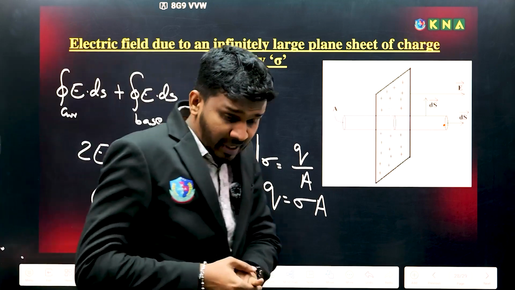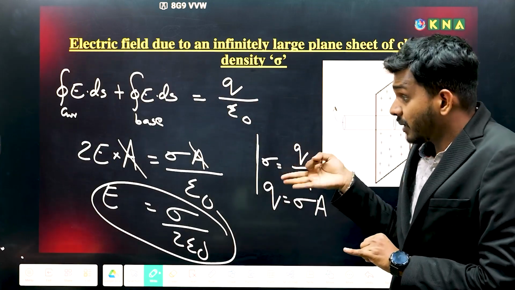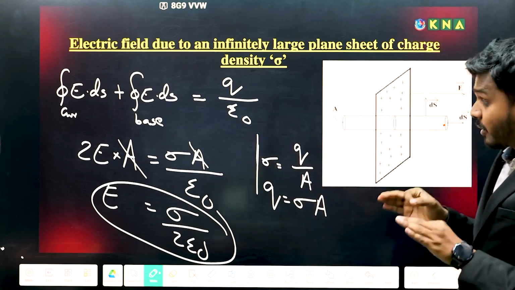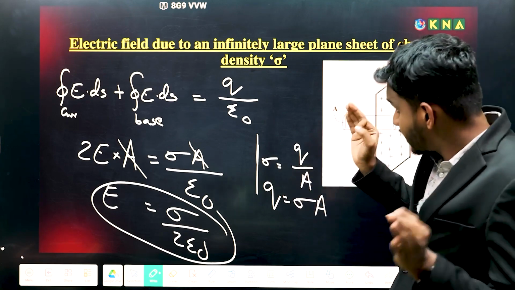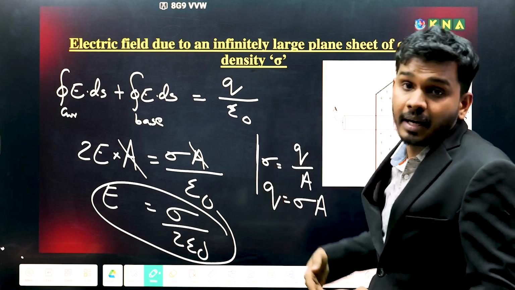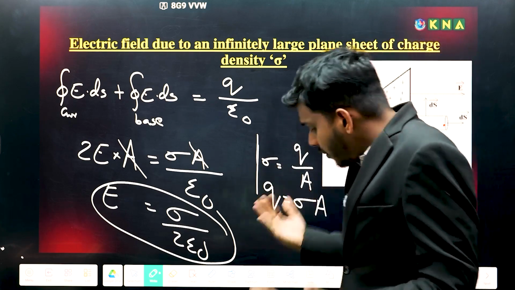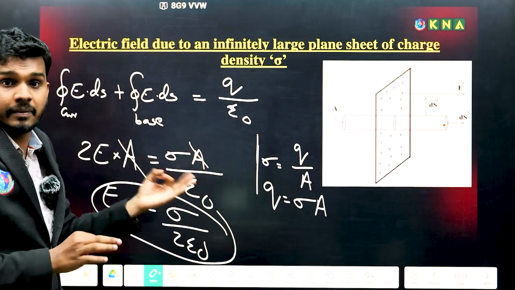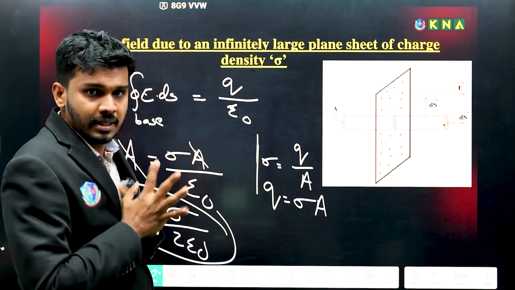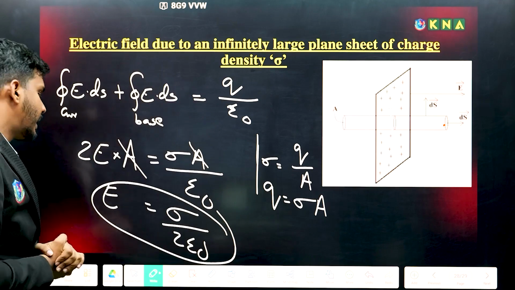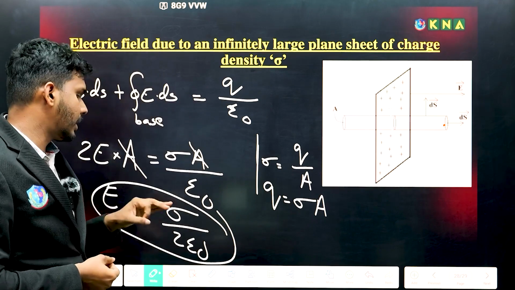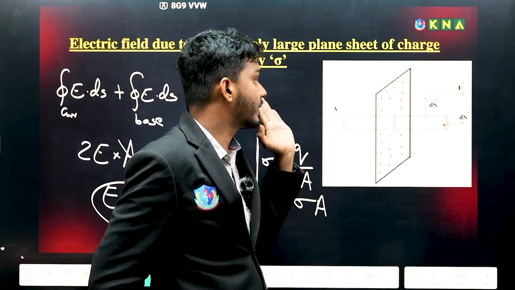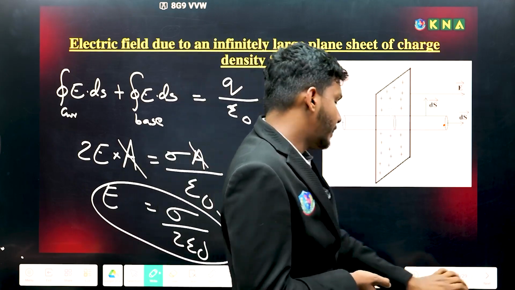Here we studied some applications of Gauss's theorem. Here we want to understand how to apply Gauss's theorem, that is, for understanding these derivations. What is Gauss's theorem? Total electric flux is equal to Q by epsilon naught. In all derivations we apply this equation, so understand how to apply Gauss's theorem. That is the electric field due to an infinitely large plate.